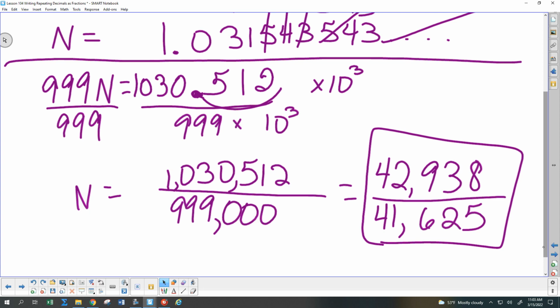Does anybody have questions on repeating decimals, writing them as fractions? Terminating decimals, writing those as fractions? Or our subgroups of the complex numbers and the different abbreviations for those? All right, then we'll work on homework.